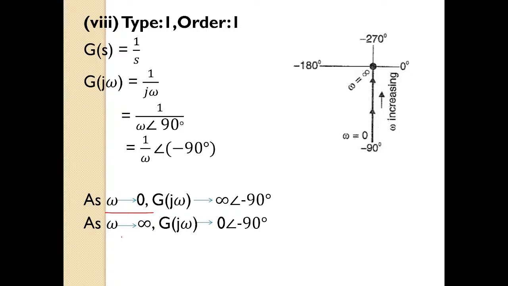So substitute omega equal to 0, omega equal to infinity. When omega equal to 0, magnitude becomes infinity, and angle, of course it is constant, isn't it? There is no variable term here. It is simply minus 90. So when omega is infinity, magnitude is 0 and angle is minus 90. So for omega equal to 0 as well as omega equal to infinity, the angle is same, that is minus 90.